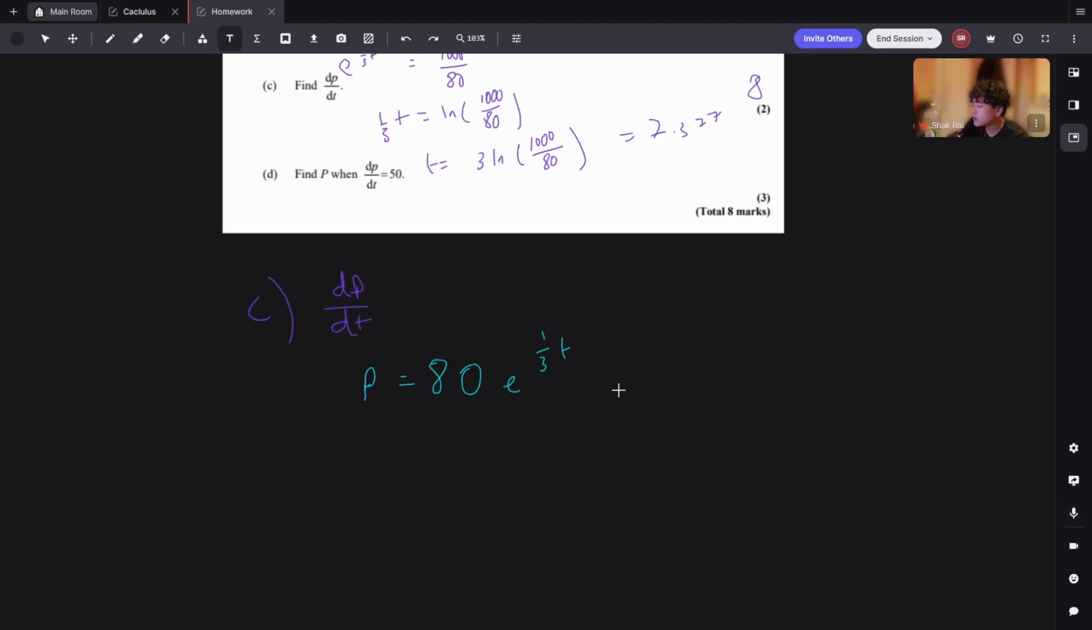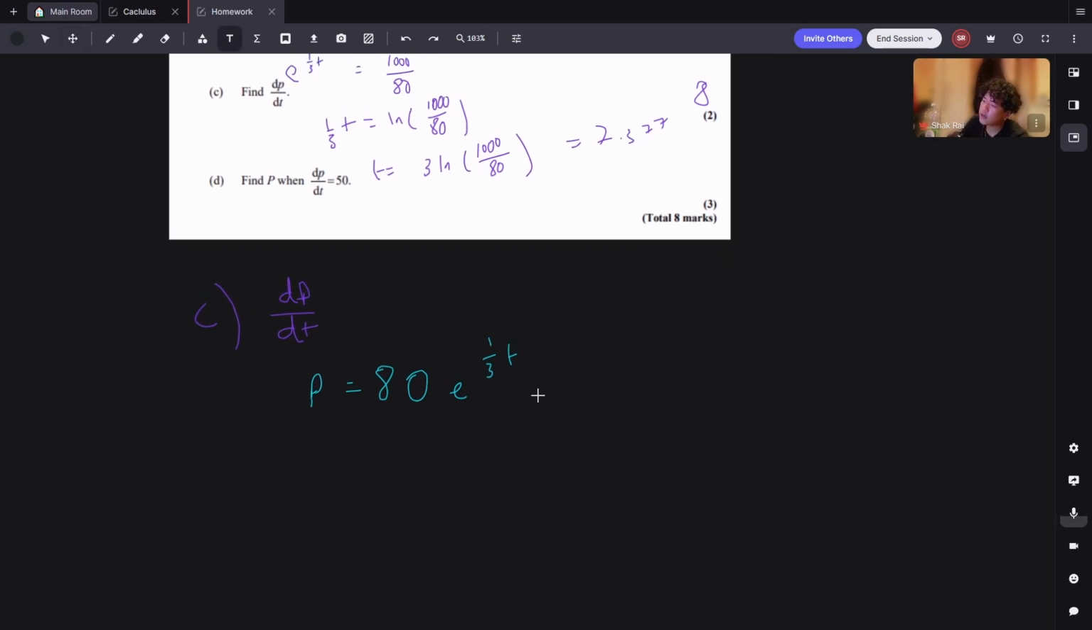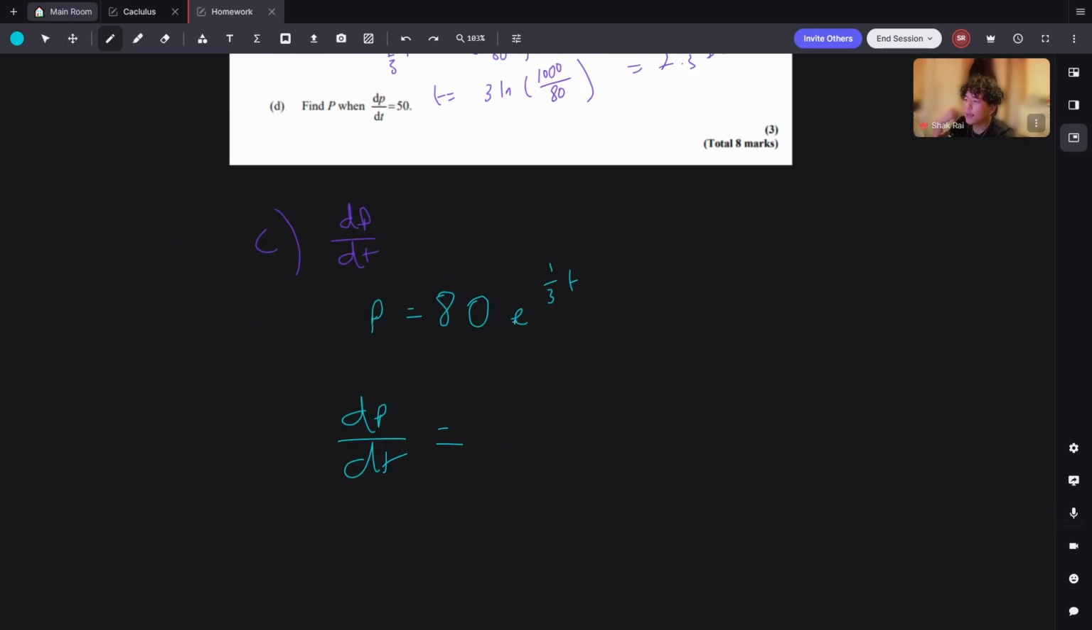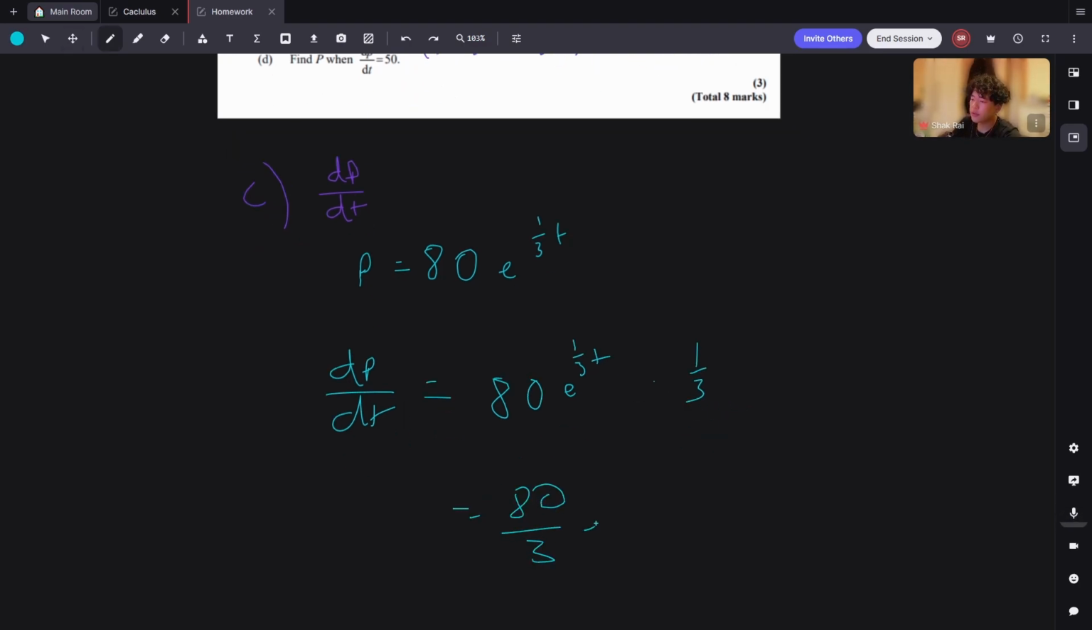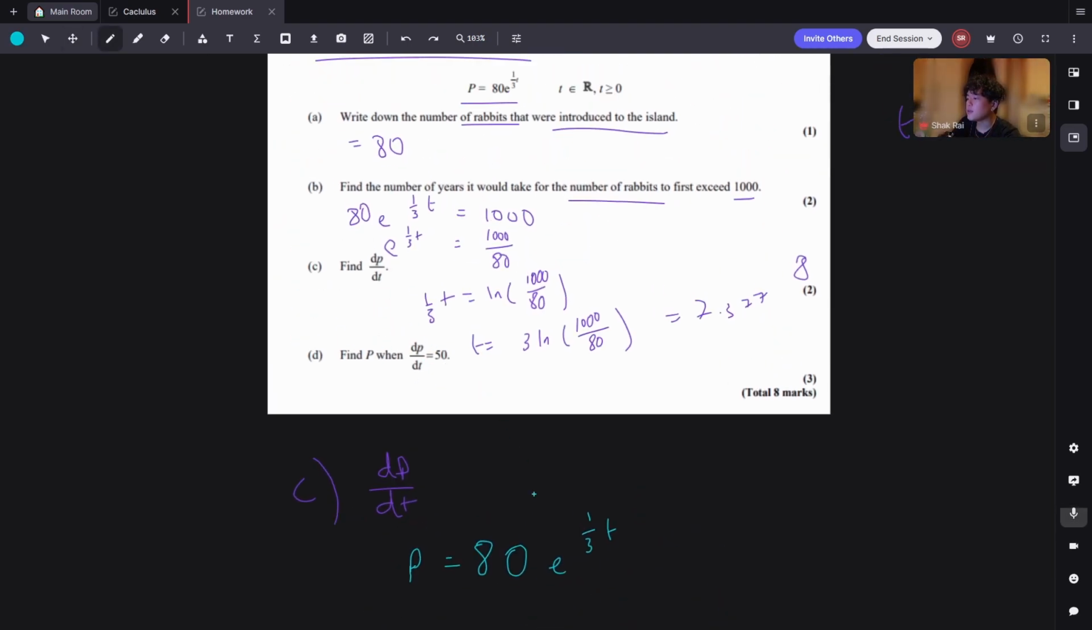At the end of the day, I feel like most teachers overcomplicate it to begin with. But the main thing about the chain rule is we use it when there's a function inside of a function. So the chain rule is super easy. We just find the differential of this and then multiply by the differential of this. So what's e to the power of 1 over 3t differentiated? It's just the same thing, 80 e to the power of 1 over 3t, multiplied by the derivative of this. The derivative of that is just a third. So the answer is going to be 80 over 3 e to the power of 1 over 3t, and that's it.